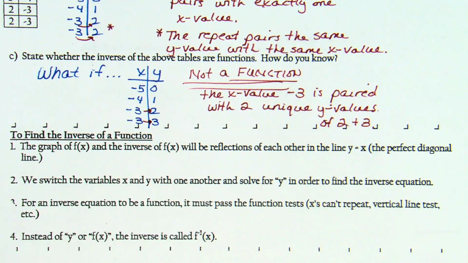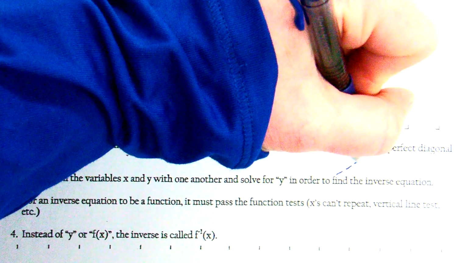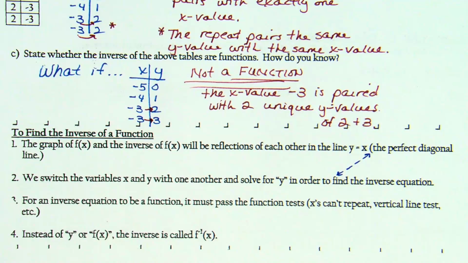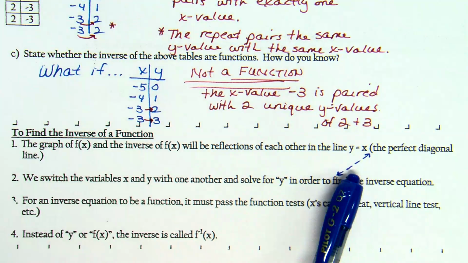The graph of f of x and the inverse of f of x will be reflections of each other in the line y equals x. And this is just kind of talking about if we looked graph-wise, are you guys familiar with, can you visualize the line y equals x? Yeah. It's identified as the perfect diagonal line. But it'd be the line that goes through 0, 0 and goes up 1 over 1, up 1 over 1, so it goes through 1, 1, 2, 2, all that. So if two functions are inverses, they are reflections across this line.